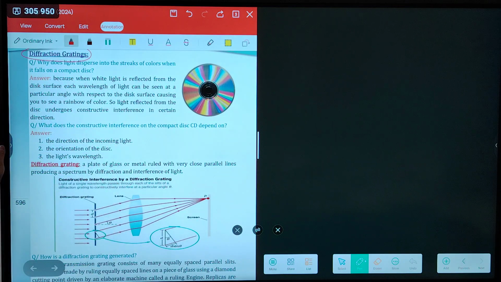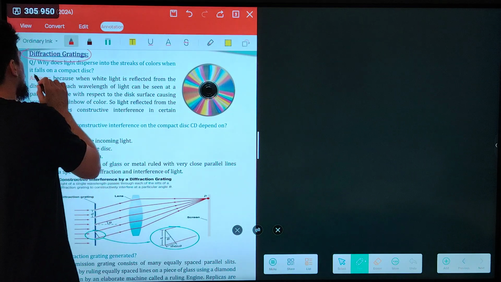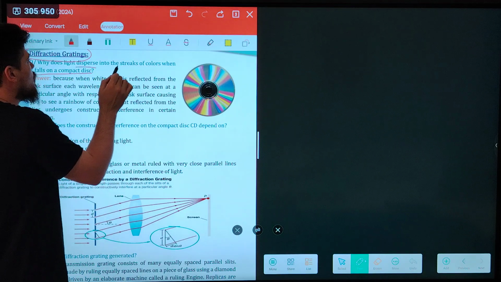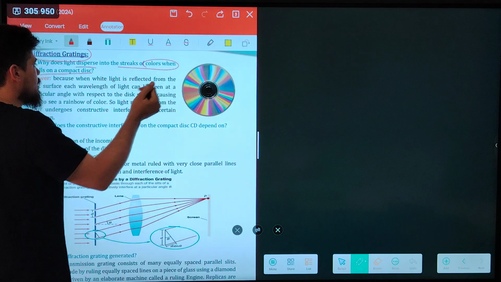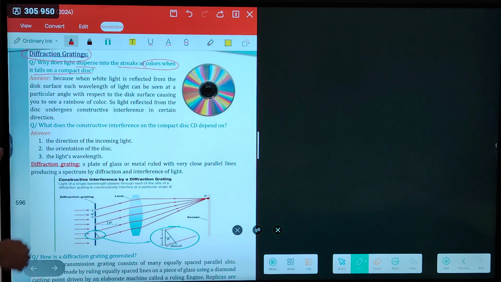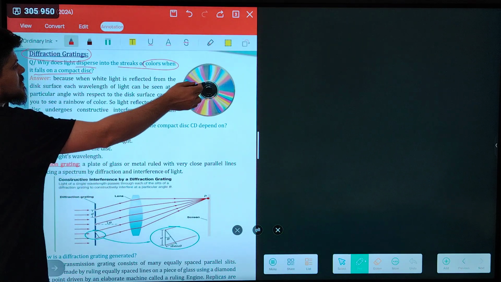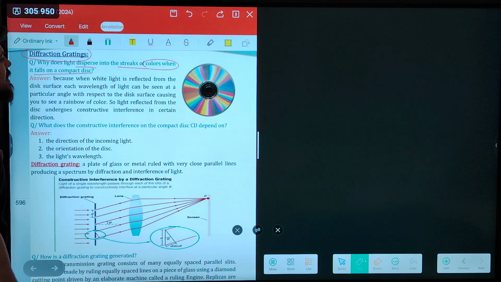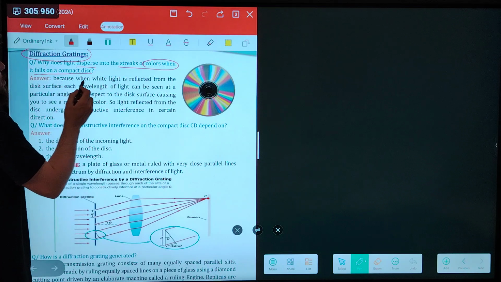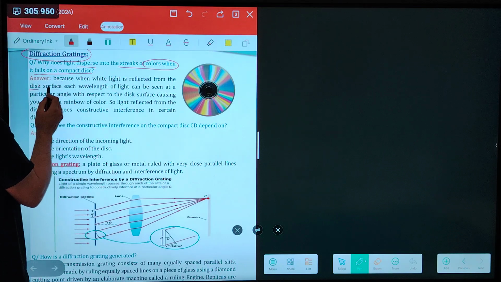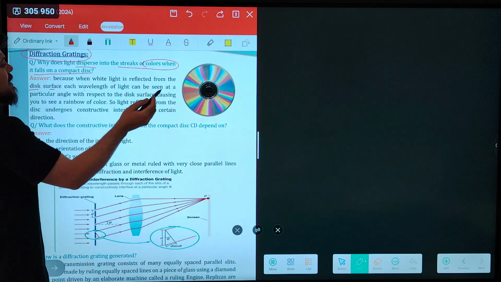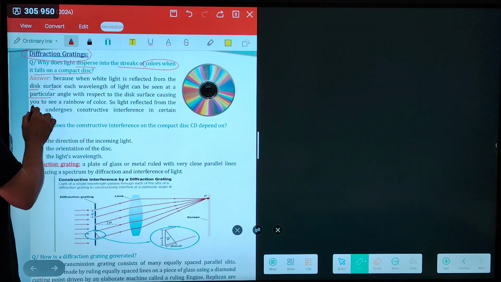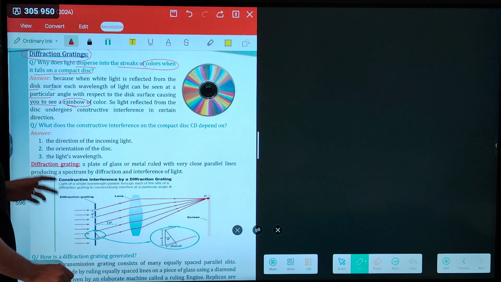Why does the light disperse into a streak of colors, the spectrum, when it falls on a compact disc? Because this compact disc is ruled with many lines, so each line acts as a diffraction grating. When the white light is reflected from the disc surface, each wavelength of the light can be seen at a particular angle with respect to the disc surface, causing you to see a rainbow spectrum.